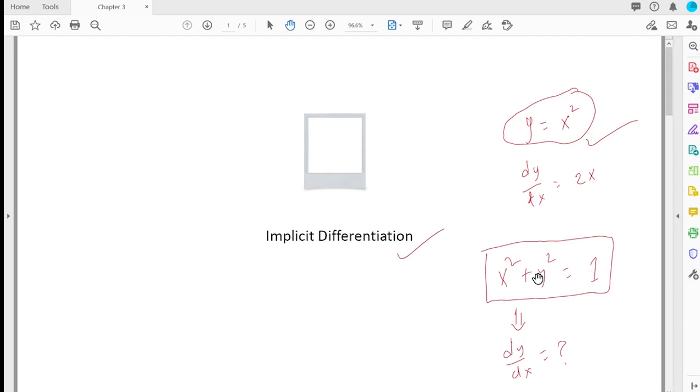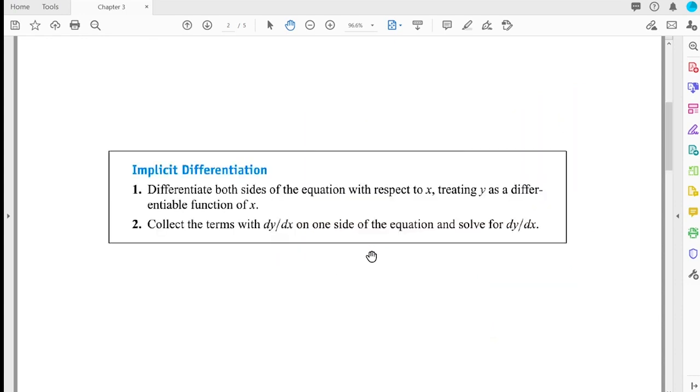Where you have an equation between variables, but it's not easy to express y as a function of x, you still need to find the rate of change of y with respect to x. Then we need to take a derivative, and that derivative is called implicit differentiation. So how do we do that? So this is the problem. For example, x squared plus y squared equals 1, and we want to find the rate of change of y with respect to x here.